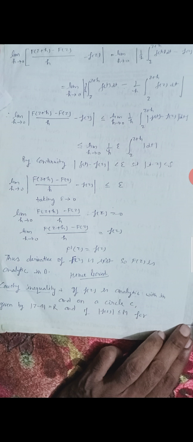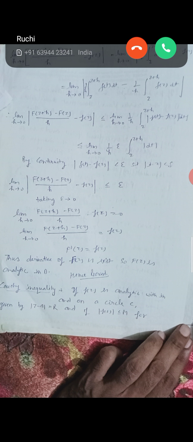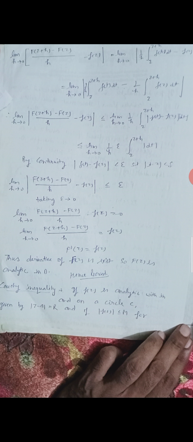By continuity, mod of f(t) minus f(z) is less than epsilon whenever mod of t minus z is less than delta. So the limit as h tends to 0 of [F(z+h) minus F(z)] upon h minus f(z) is equal to 0. Now the limit as h tends to 0 of [F(z+h) minus F(z)] upon h is equal to f(z). So we can write F'(z) is equal to f(z). Thus the derivative of F(z) exists, so F(z) is analytic in D.